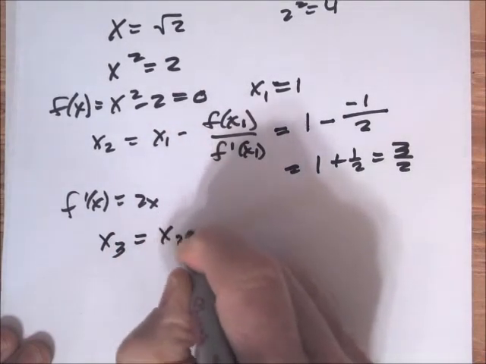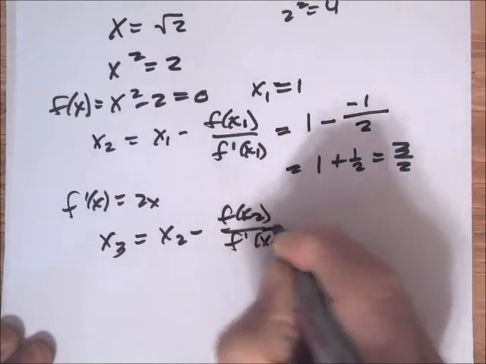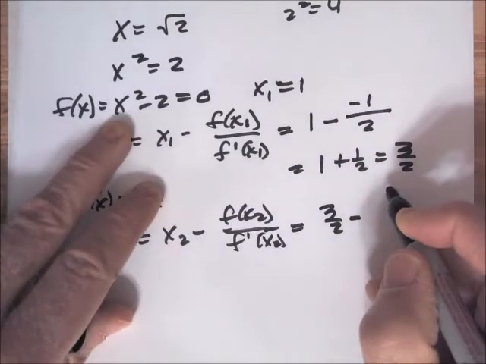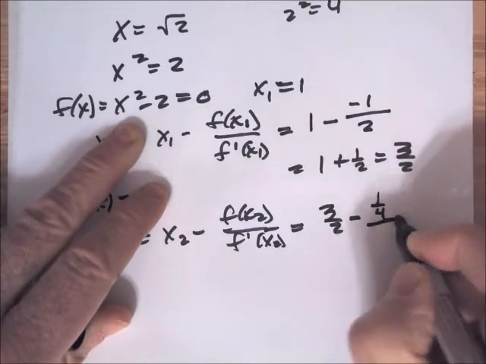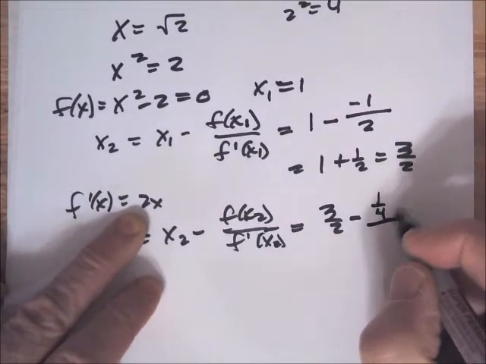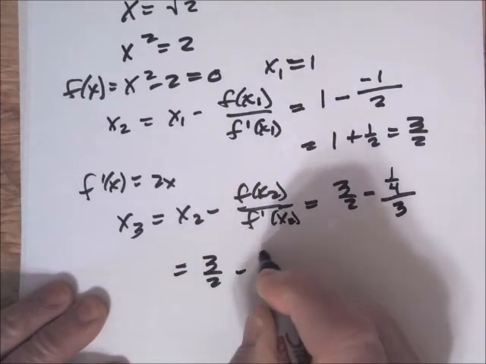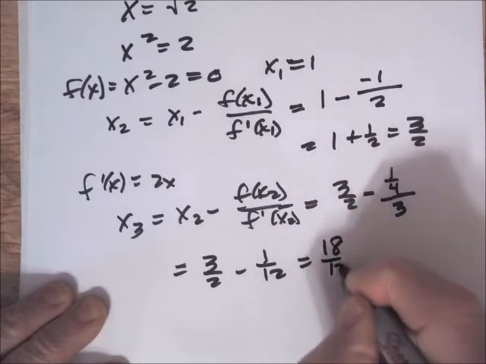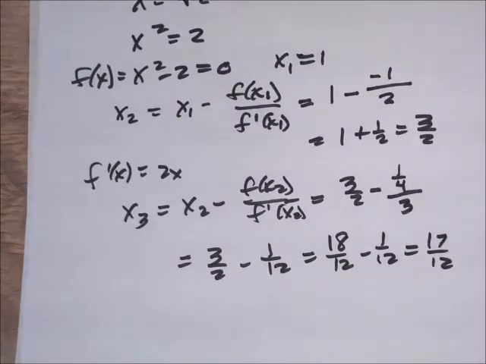x3 is equal to x2 minus f of x sub 2 over f prime of x2. So it's going to be 3 halves minus f of x2, which is 3 halves squared, 9 fourths, minus 2, is 1 fourth, and f prime of 3 halves is going to be 2 times 3 halves, which is 3. So we have 3 halves minus 1/12, and multiply top and bottom by 6 to get a common denominator. 18/12 minus 1/12 is 17/12. So our third estimate is 17/12.